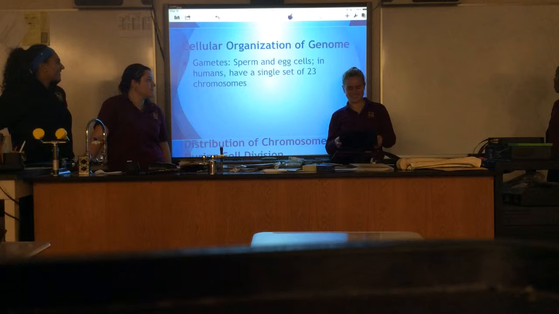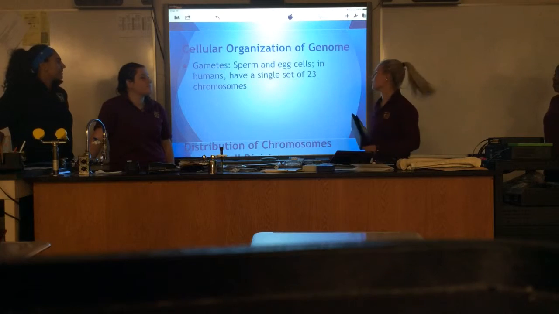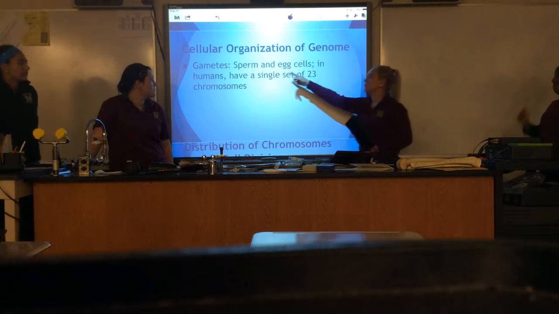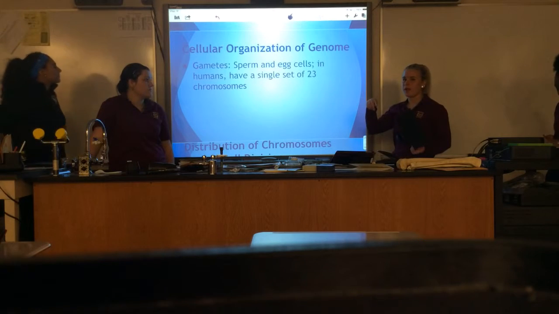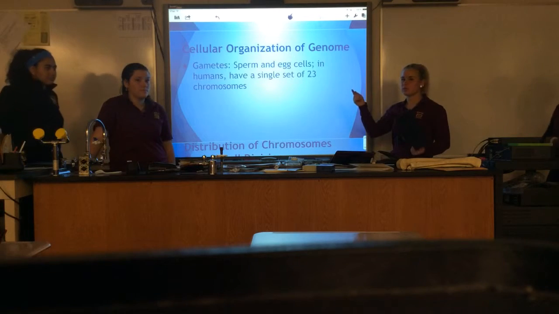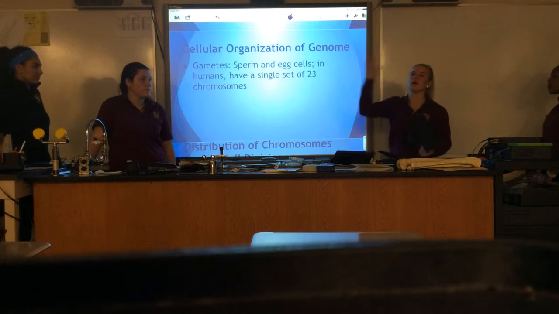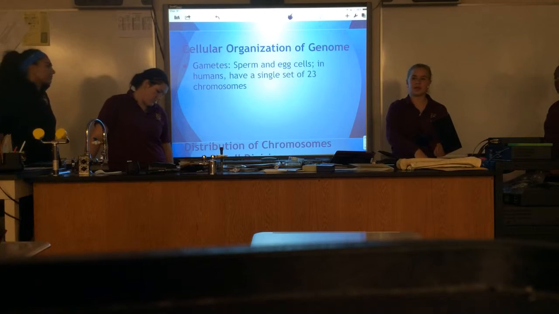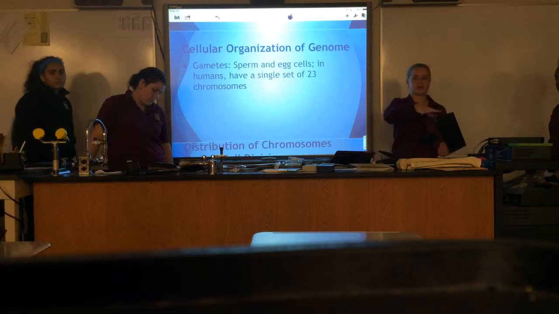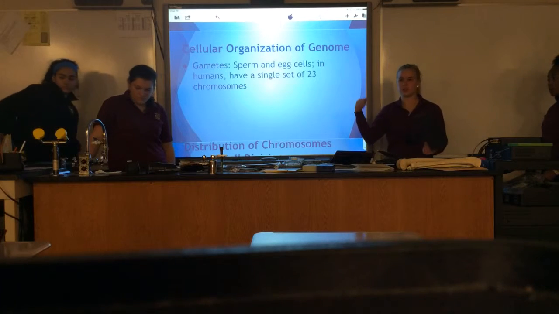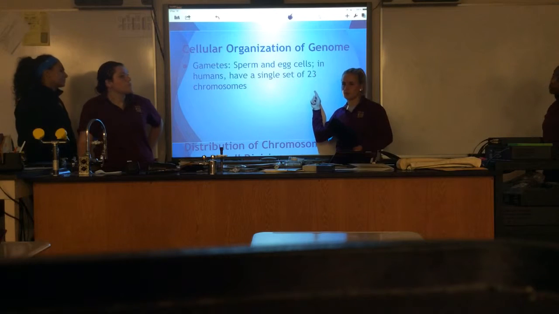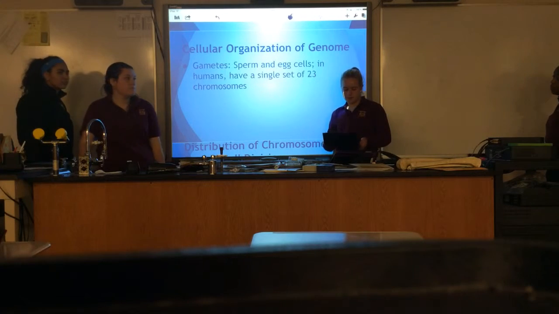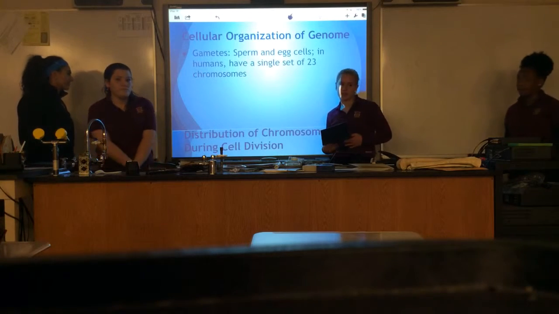Moving on. And one more vocab word is a gamete, which is just a sperm or egg cell in humans, and it has half of the total chromosome count that's going to be passed on to a new organism once it unites with the opposite gender gamete. So it has a single set of 23 chromosomes. Okay. Does anybody have any questions?